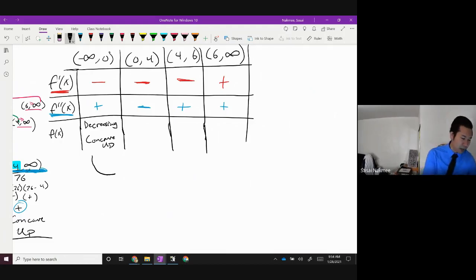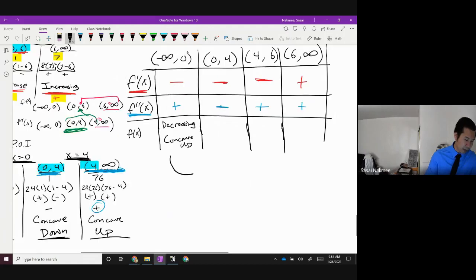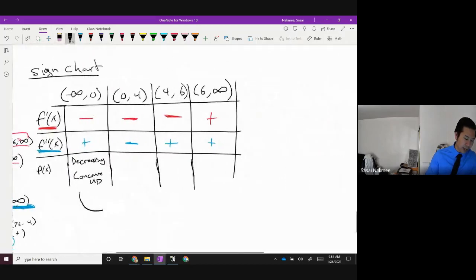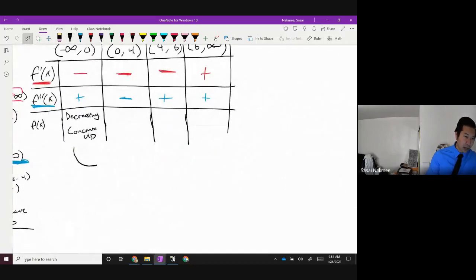And then once it reaches 0, we have a point of inflection, and we also have a critical point there. At x equals 0, we have overlap. We have a critical point, and we have a point of inflection at that point. So it flattens out at x equals 0. And then from 0 to 4, the first derivative is still negative, but now the second derivative is negative as well.